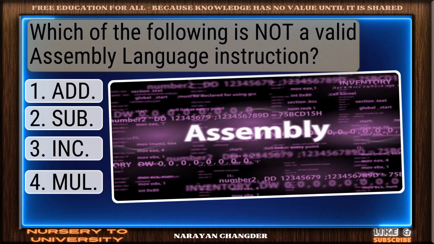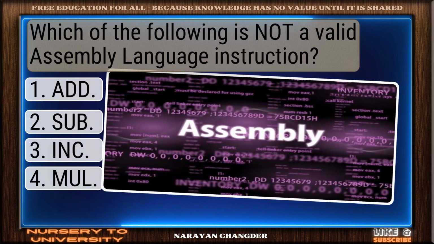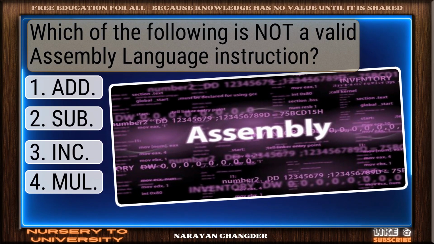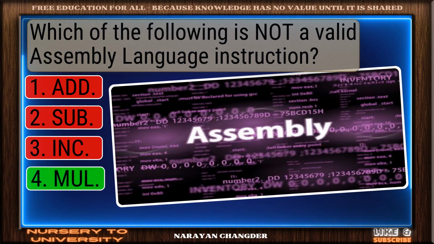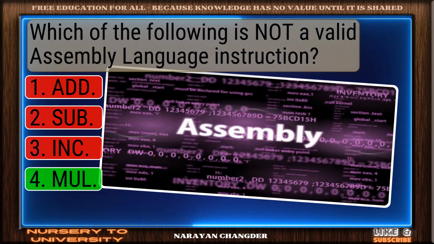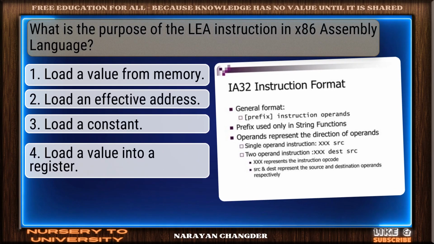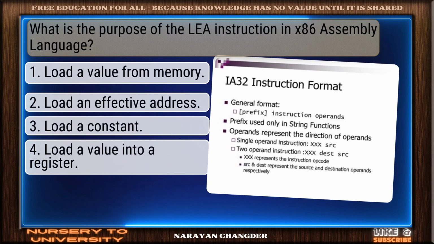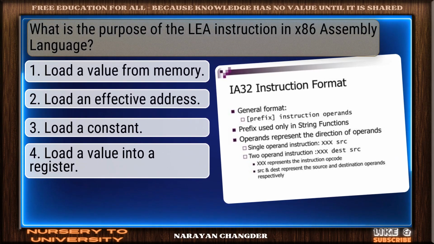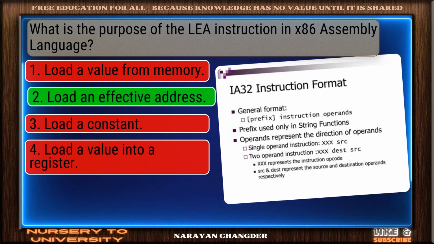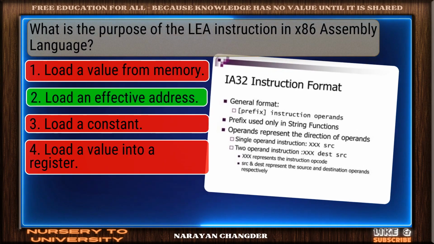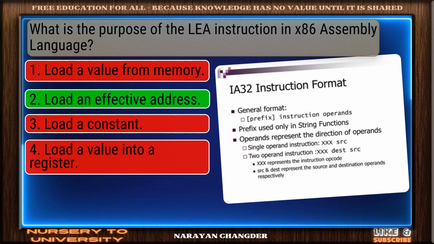Question number 5. Which of the following is not a valid assembly language instruction? Smart pick. Mul is the correct choice. Question number 6. What is the purpose of the LEA instruction in x86 assembly language? Nicely done. Load effective address is a solid answer.